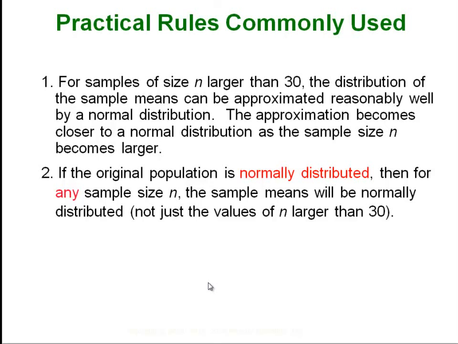If, however, the original population that we're dealing with is already normally distributed, then any sample size we pull from it will create a perfectly normal distribution, right? So if we're pulling from a normal population, then our sample distribution will always be normal, even if our sample size is less than 30.